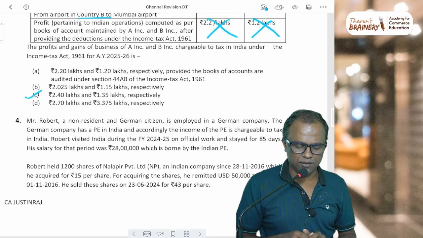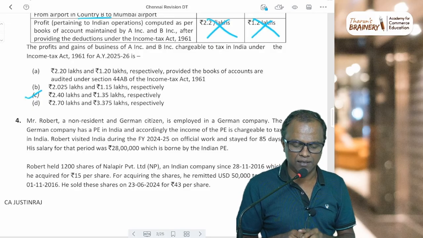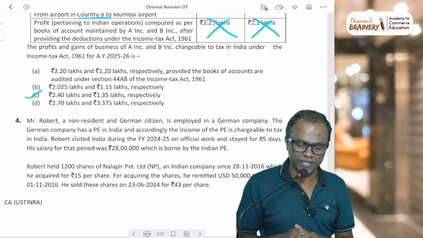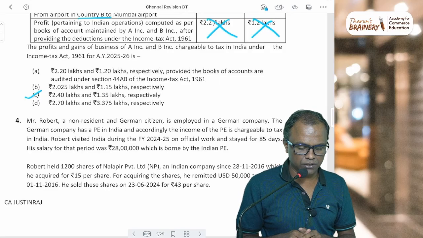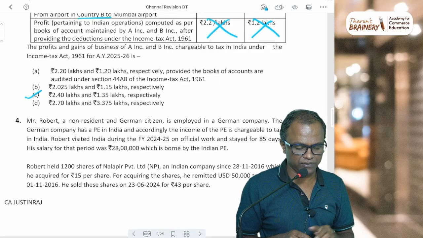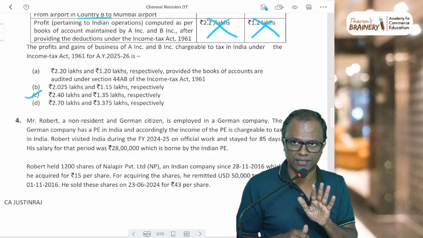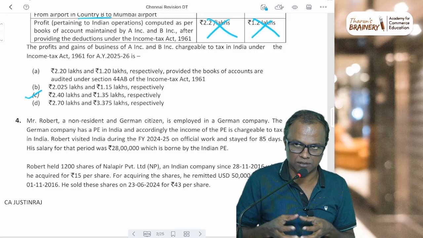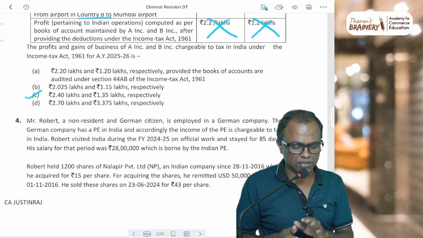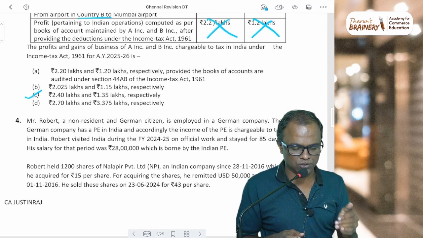Acquisition date is important, not the remittance date. Here the acquisition of the shares is on 28th November. So we should take the average exchange rate on 28th November, the average of the buying rate and selling rate. Do not consider the date of remittance, that is 1st November. Don't take that. 1st November is the date on which he remitted. We should consider the date of acquisition, 28th November, and use the average exchange rate to convert the cost of acquisition.